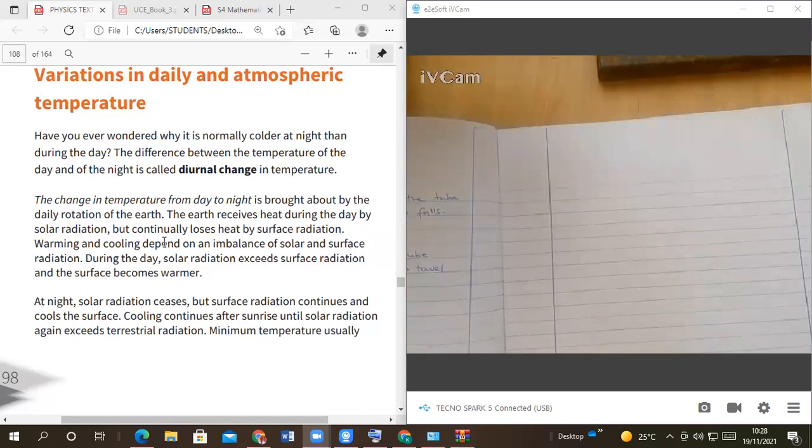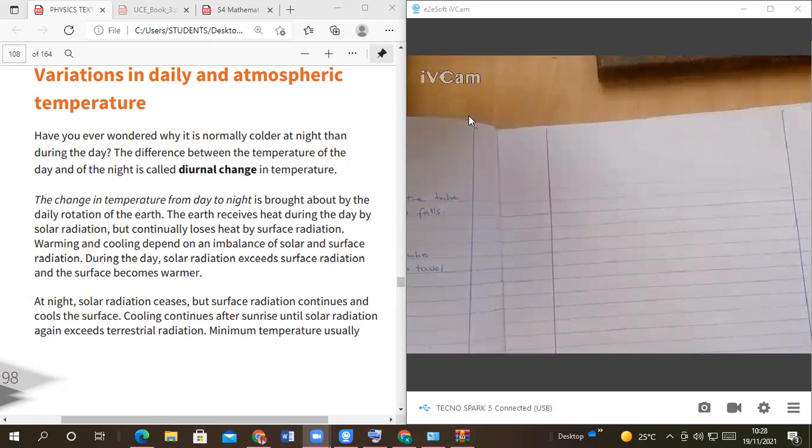And there is what we call also the solar heat. This is the heat that comes from the sun. So in most cases, when the surface radiation exceeds the solar radiation, then it means that day is going to be very, very hot.